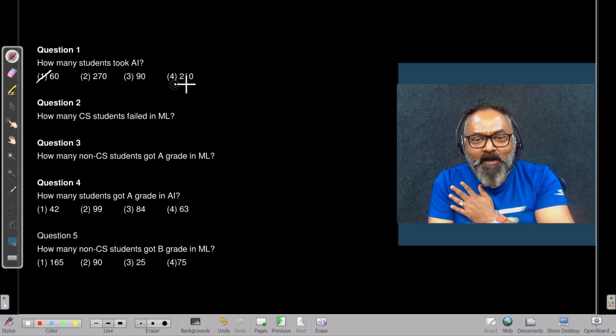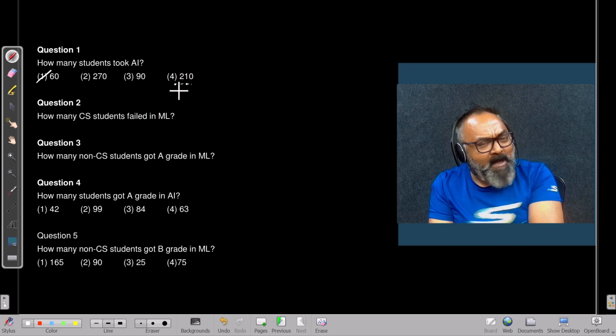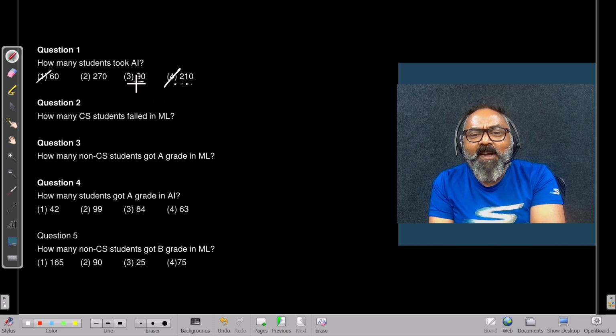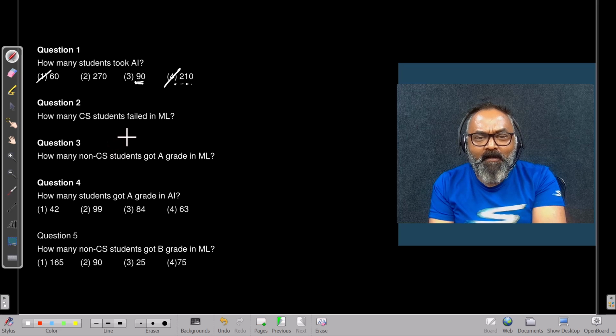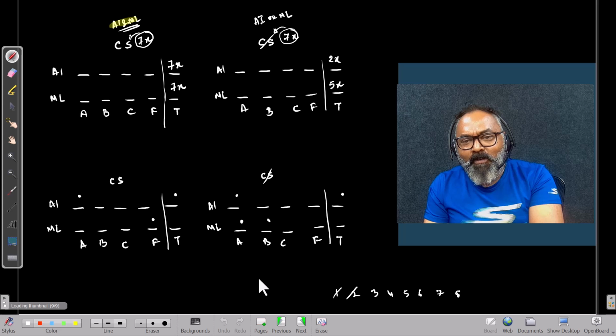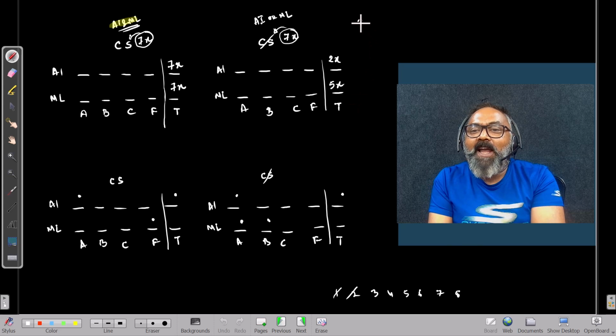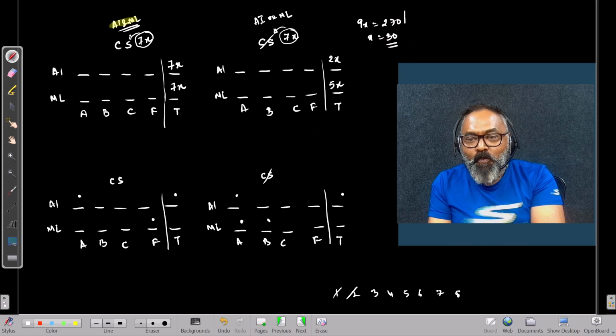This one is 210. Is it divisible by 9? I don't think it's divisible by 9. This is 90. 90 seems to be too less. It's probably going to be 270. So if it is 270, if 9x is equal to 270, x will be equal to 30. Okay, that is one case.